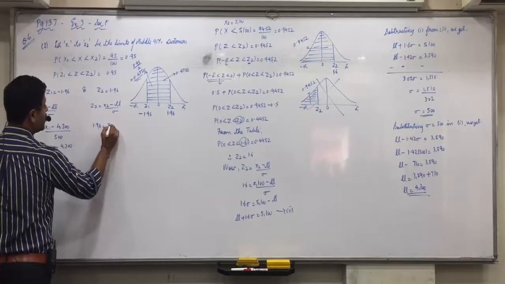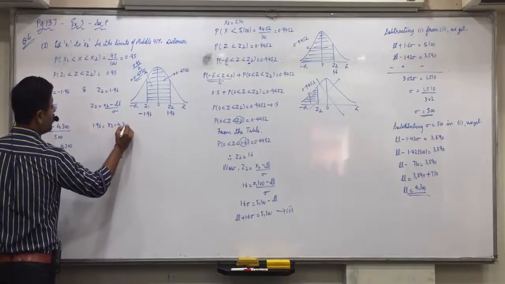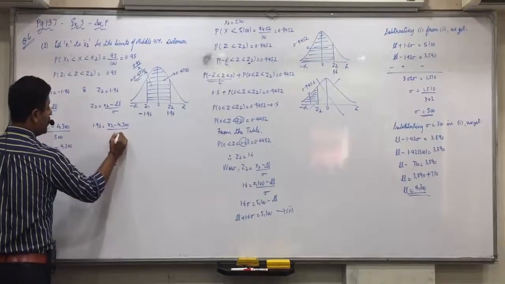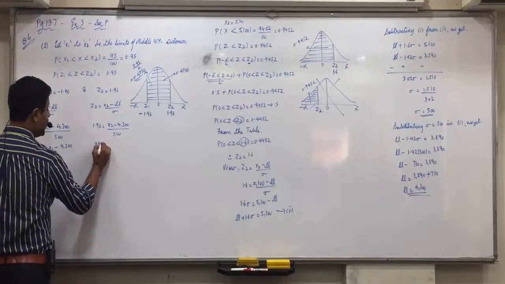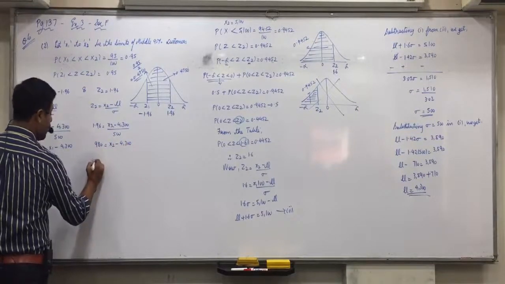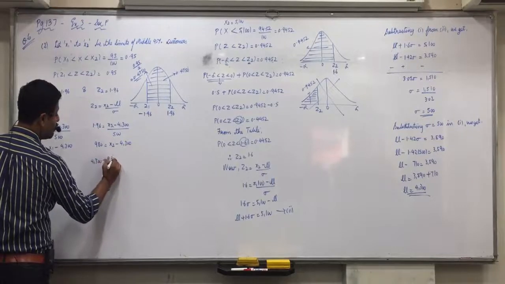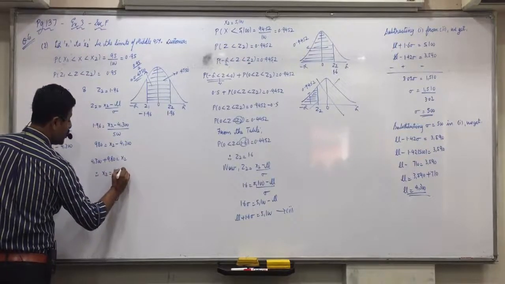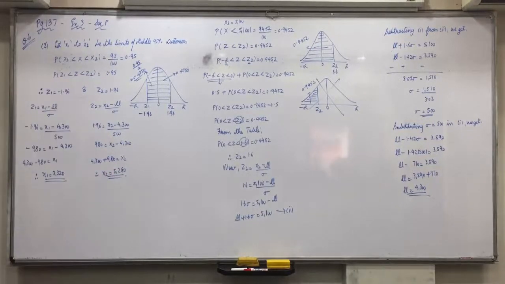And the same way z2 equals x2 minus mu upon sigma. Positive 1.96 equals x2 minus 4300 upon 500. Positive 980 equals x2 minus 4300. Minus 4300 on the other side becomes plus. So x2 is 5280. Means what is the range of the middle 95% customers? 3320 to 5280. That statement you'll write at the end. Thus, the interval of monthly bill of middle 95% customers is from rupees 3320 to rupees 5280.